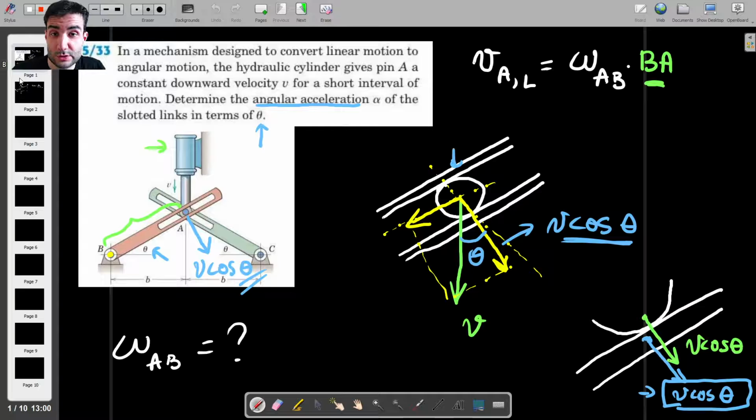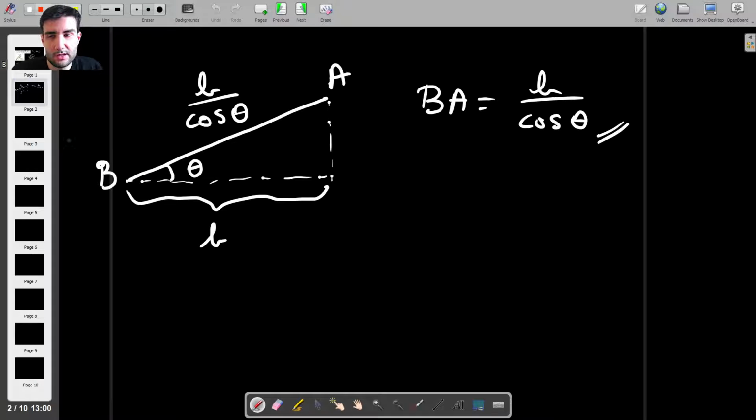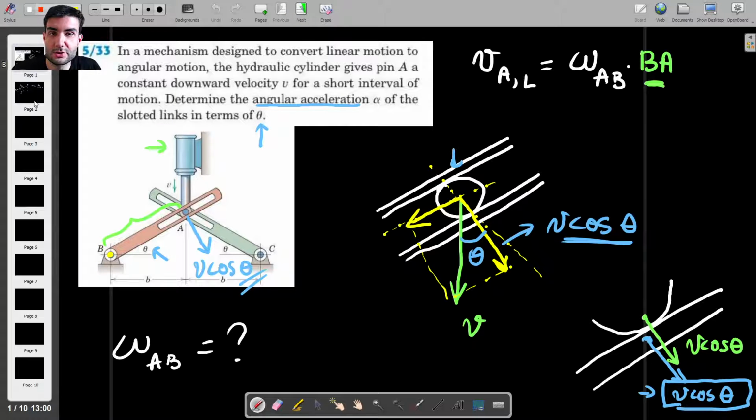Right, now you probably noticed at this point that we're not really using Euler's formulas to solve this. We're going to do it using a bit of geometry instead. So we know BA, and that allows us to actually find what the angular velocity of AB is.